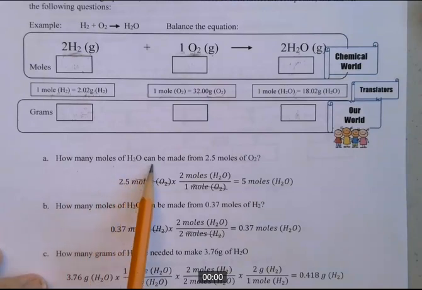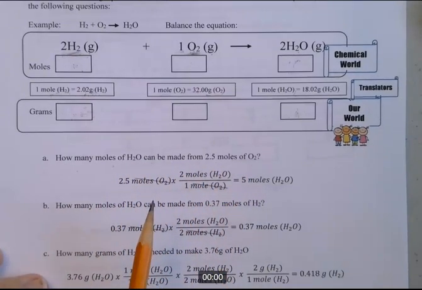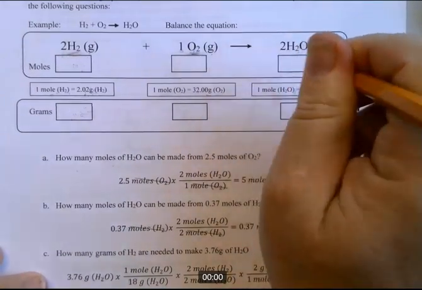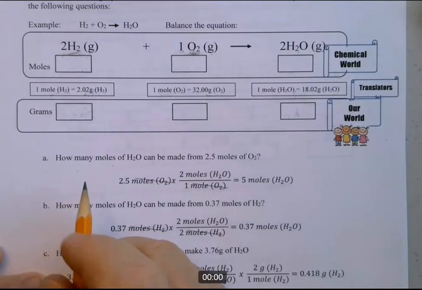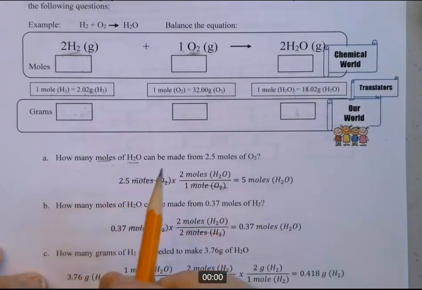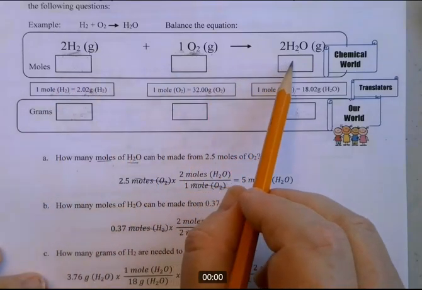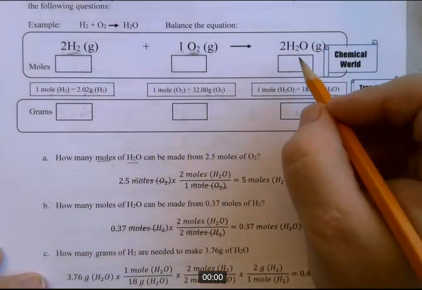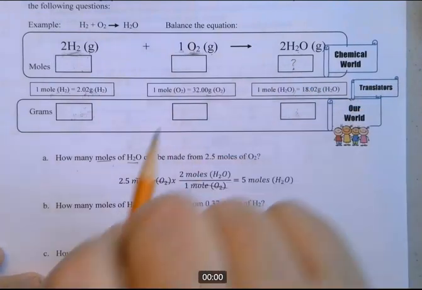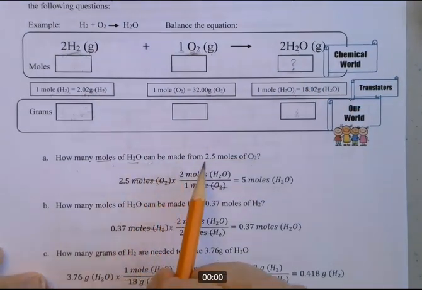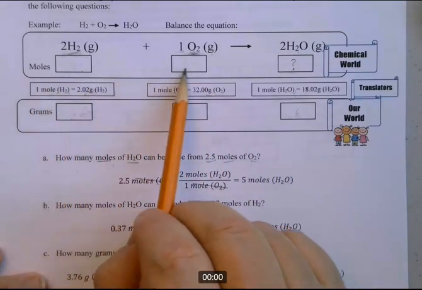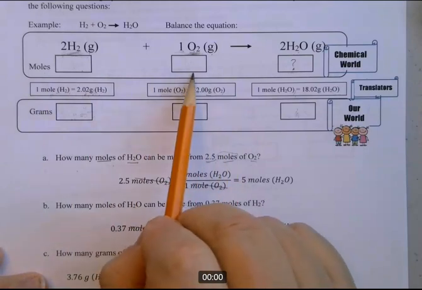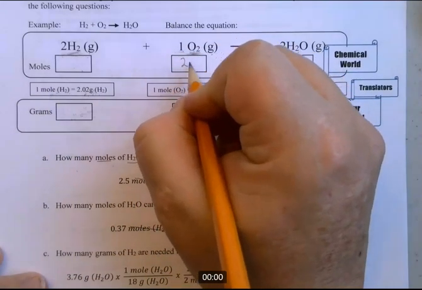How many moles of H2O can be made from 2.5 moles of O2? It gives you a number and it gives you a how many or how much. What I want you to do with the how many or how much is put a question mark in that box. So how many moles of H2O? If we come up here, we're in the chemical equation. This is the moles area. This is chemical world, and it wants to know how many. So I'm going to put a question mark there. Can be made from 2.5 moles of O2. So I'm in the moles, I'm in the chemical equation, it's dealing with moles, and it says that there's 2.5.